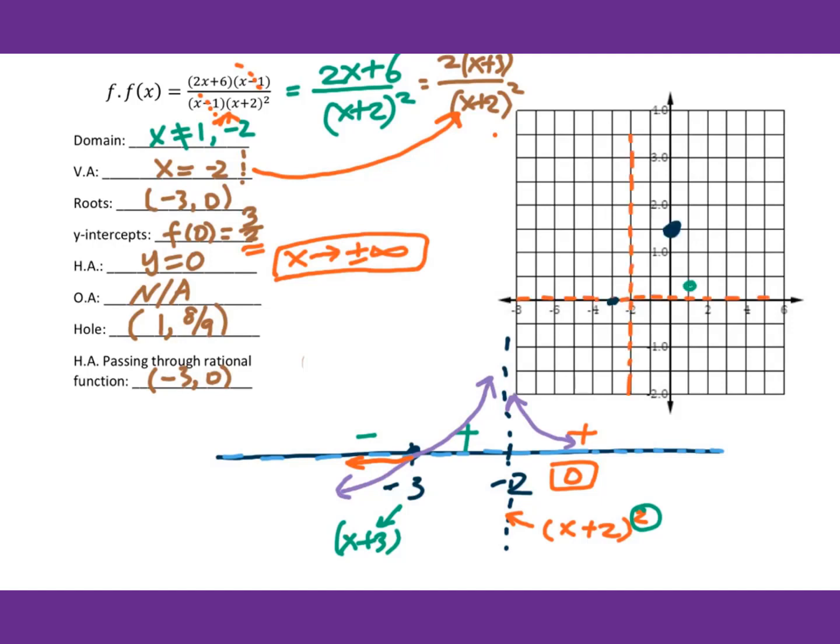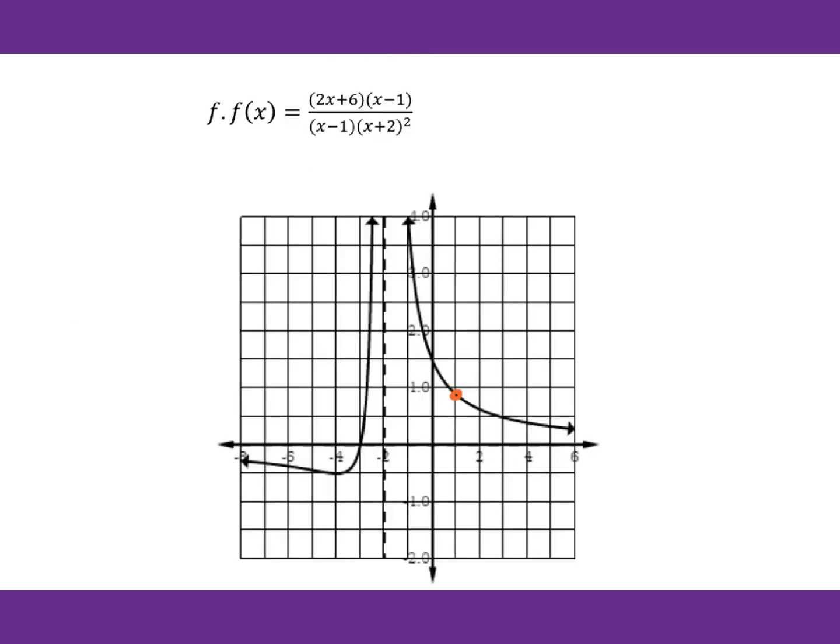So on the graph, find the vertical asymptote line, horizontal asymptote line, and all x-intercepts and y-intercept, and also the hole. You can sketch the graph like this. For this one, go here. And the bottom part, you go down and then go up like this. This is the graph for f.